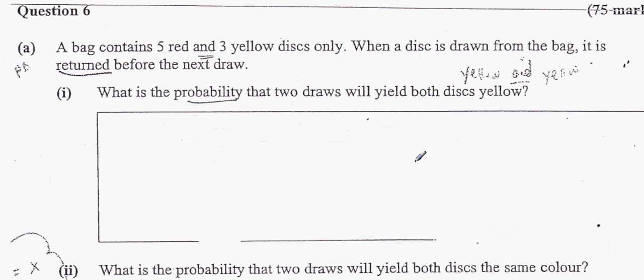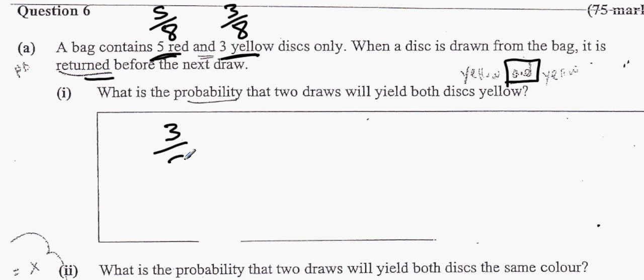Now, a bag contains 5 red and 3 yellow discs only. When a disc is drawn from the bag, it is returned before the next draw. What's the probability that the 2 draws will yield both yellow discs? So 5 and 3 is 8. So probability of a red is 5 out of 8. Probability of a yellow disc is 3 out of 8. Now, the word and means it's going to be multiplied. Both of them had to happen. So 3 over 8 to get the first yellow disc, and 3 out of 8 to get the second yellow disc will get you 9 out of 64.